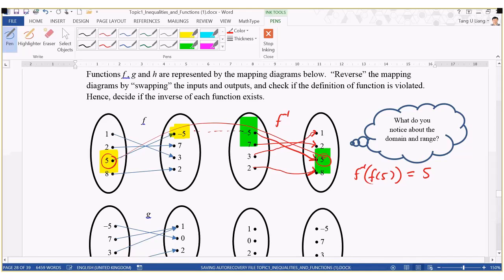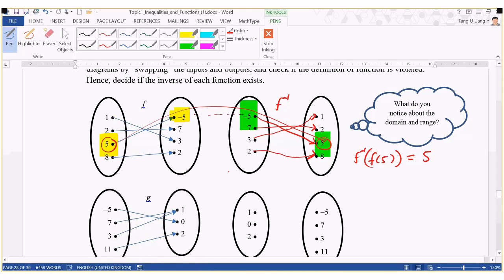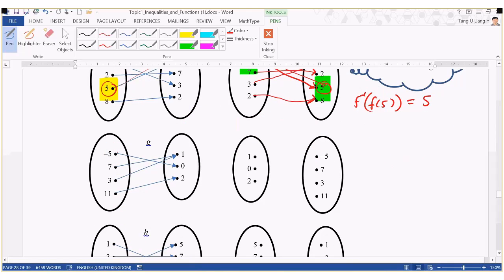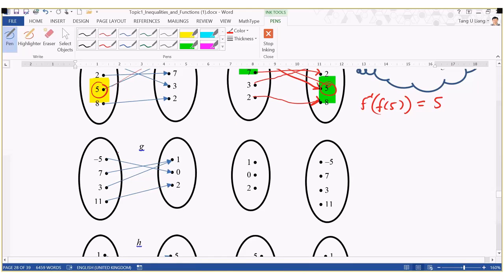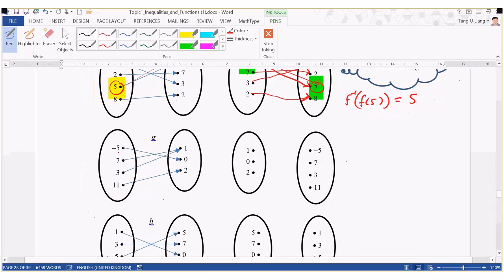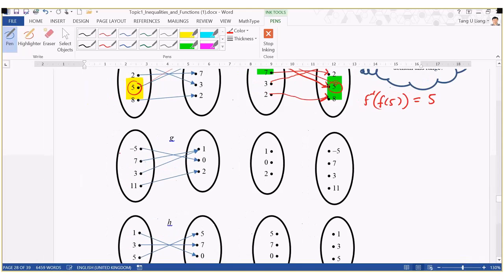Now let's look at some situations where it may not be possible to actually have an inverse function. And guys, we look at G now. Look at G.